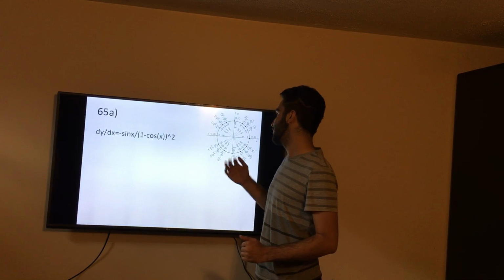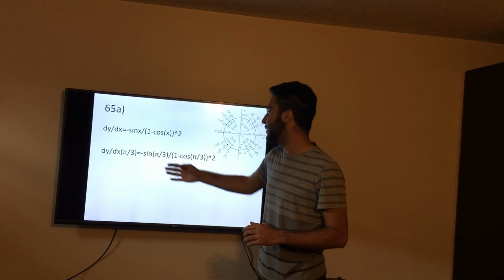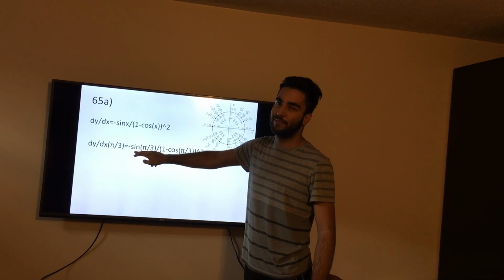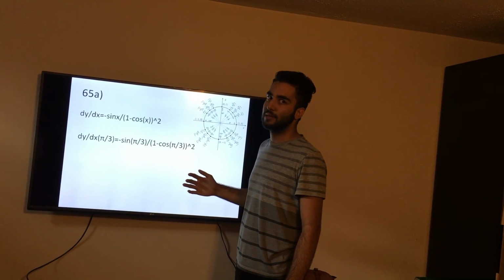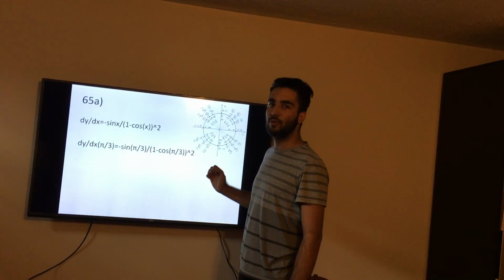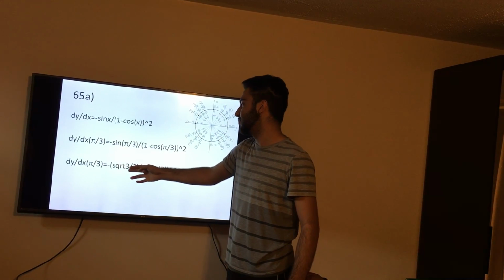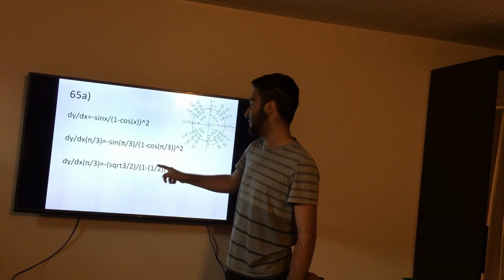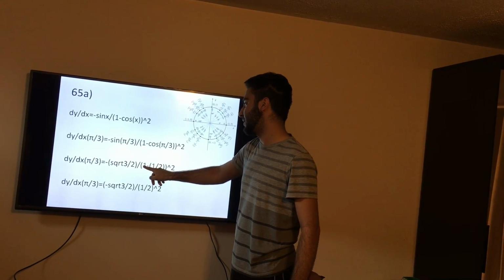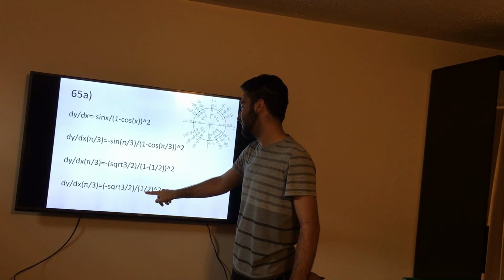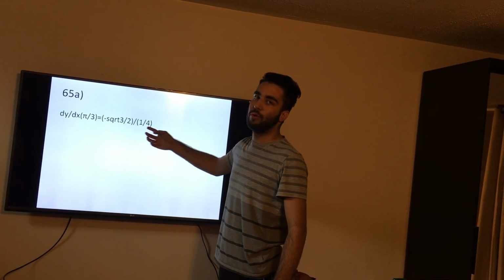Now all we have to do is input pi by 3 as the x value, and we'll find the slope at that exact point. Now we need to find what sine pi by 3 is. If you look at the winding unit circle, you'll know that it's square root of 3 divided by 2. And we already know what cosine pi by 3 is, which is half. So if you input that in, we get negative square root of 3 divided by 2, divided by 1 minus half, squared. Now 1 minus half gives us half again, and half squared gives us a quarter, 1 by 4.